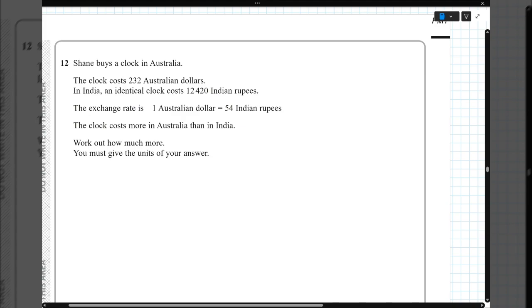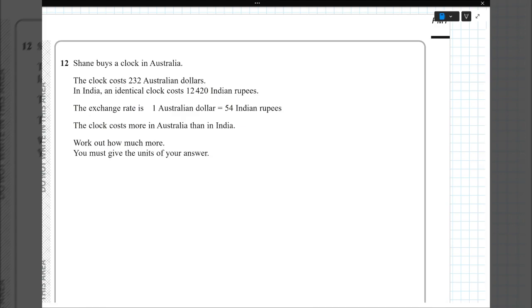Shane buys a clock in Australia. The clock costs 232 Australian dollars, and in India, an identical clock costs 12,420 rupees. 232 in Oz, India 12420. The exchange rate is 1 Australian dollar is 54 Indian rupees. The clock costs more in Australia than in India. Work out how much more.